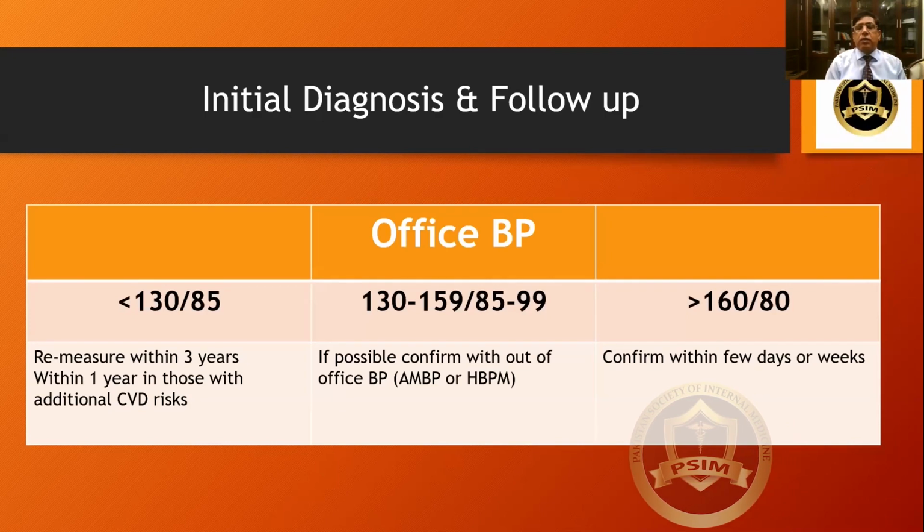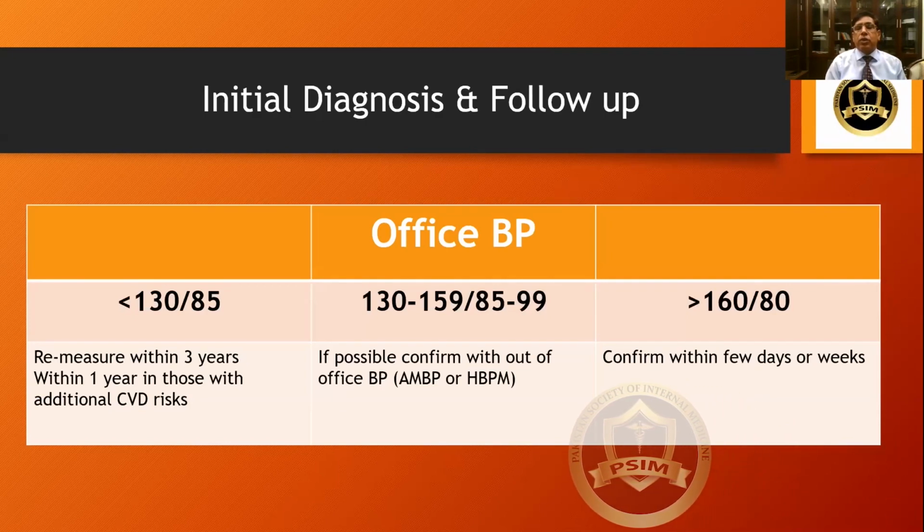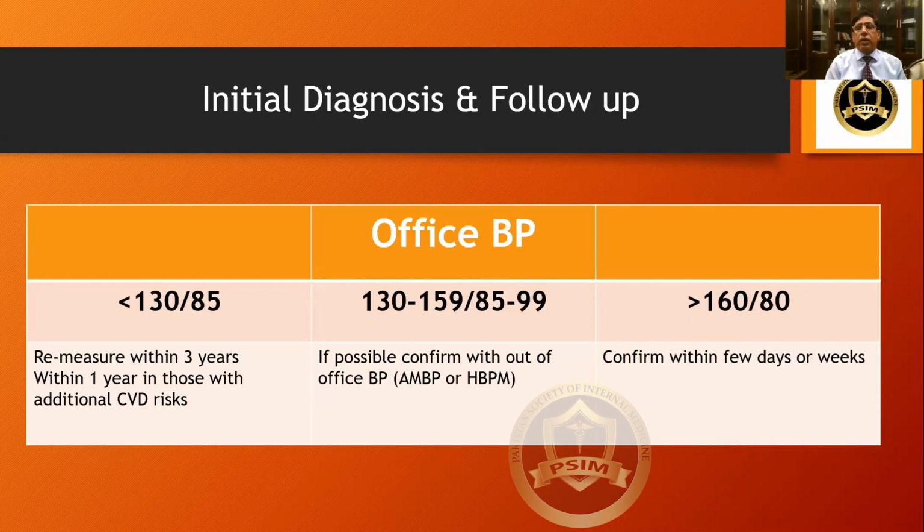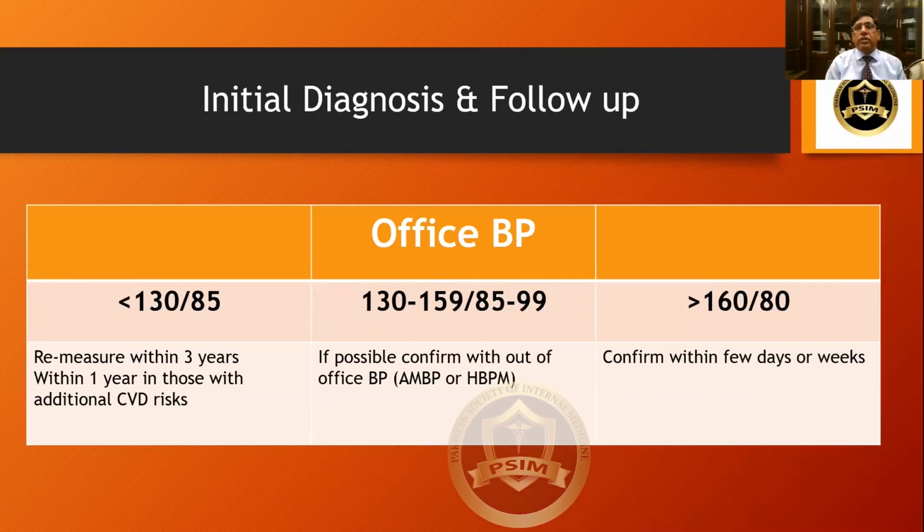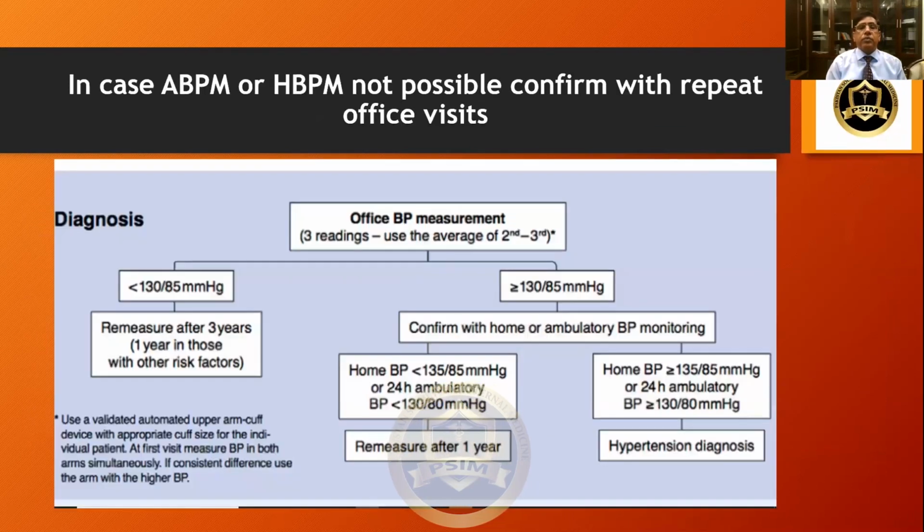But once the blood pressure in the first reading is more than 160 over 80, confirm within a few days or few weeks. This is shown in algorithm form: for an office measurement, you use the average of the second and third readings after 3 readings taken with an interval of a few minutes. Blood pressure less than 130/85 with no risk factors, you examine after 3 years, and if there are risk factors involved, after 1 year.